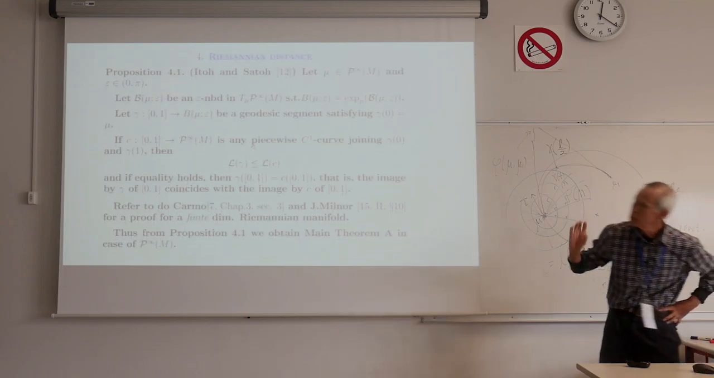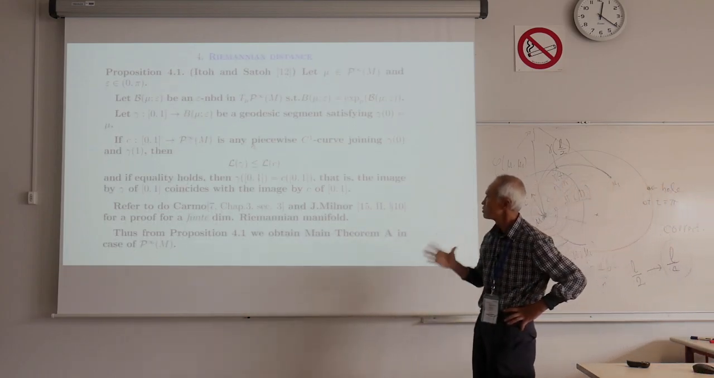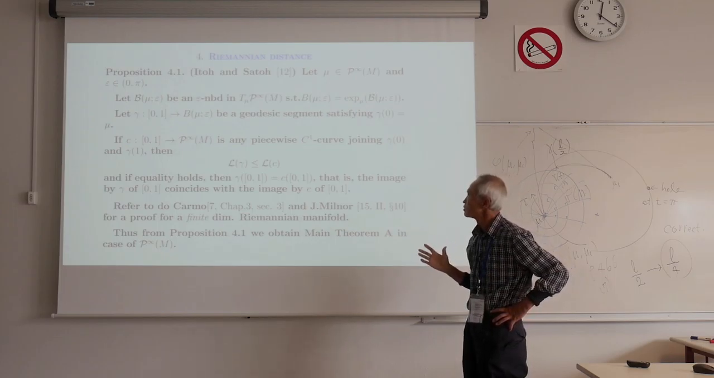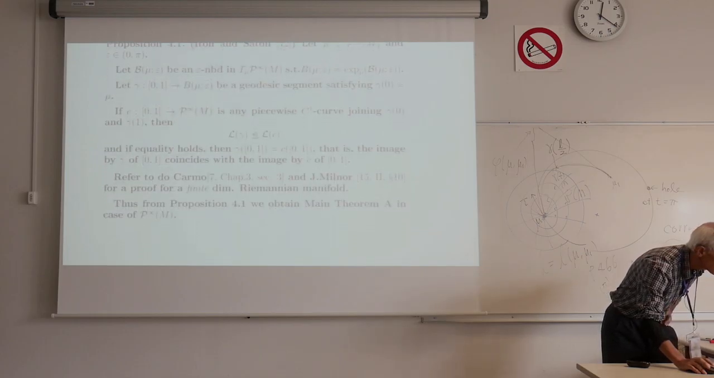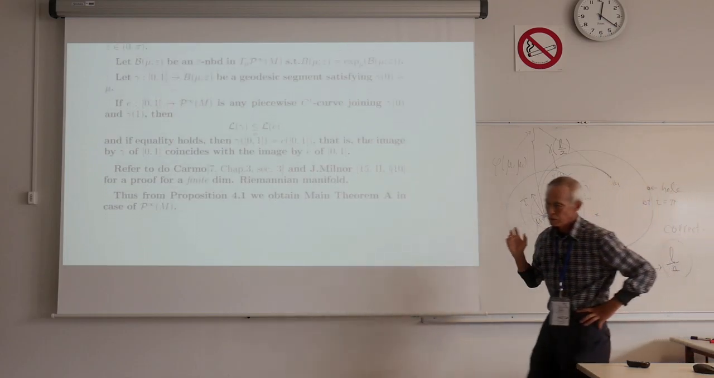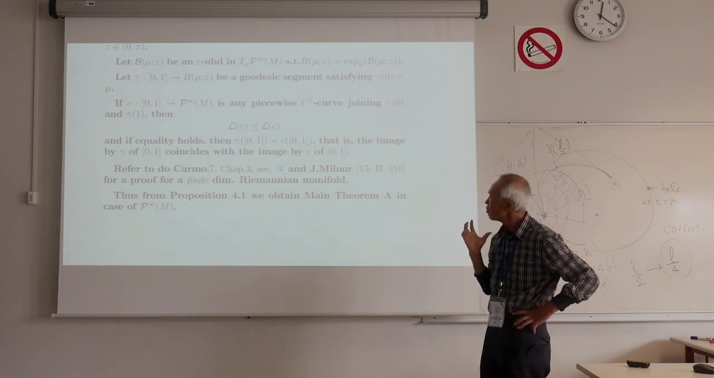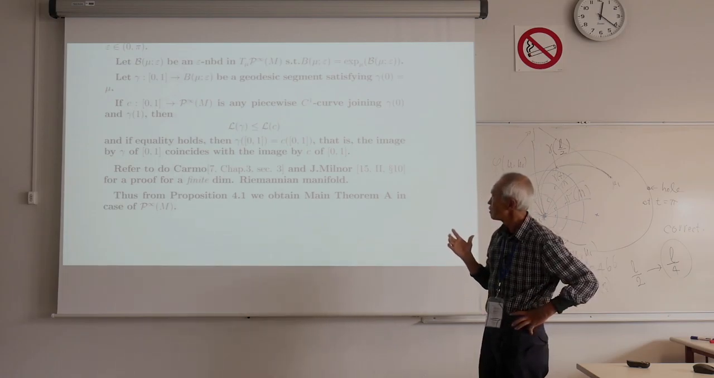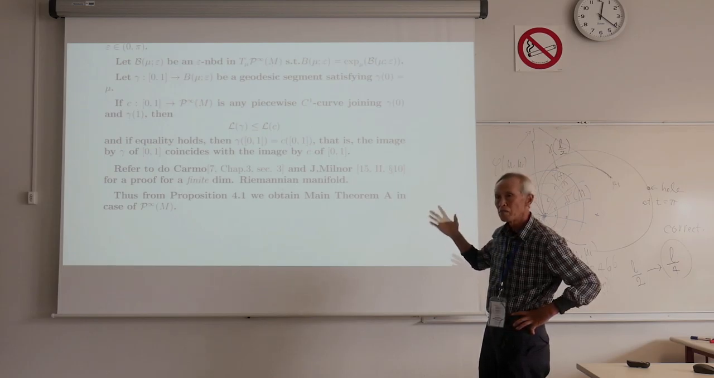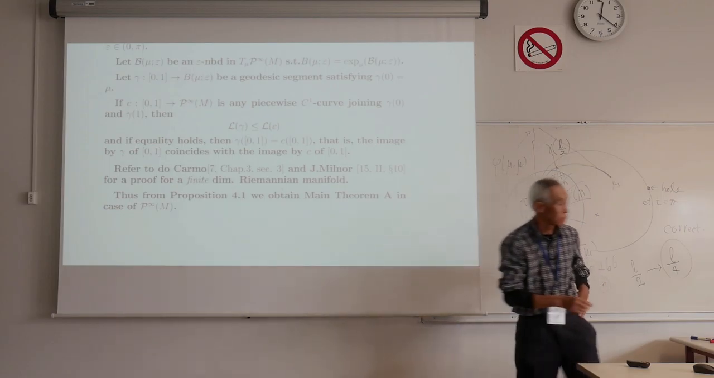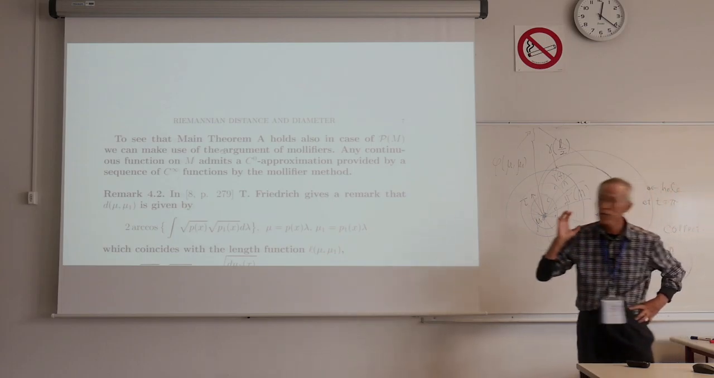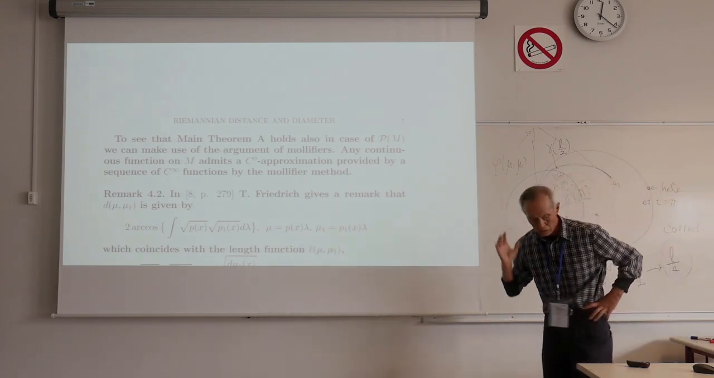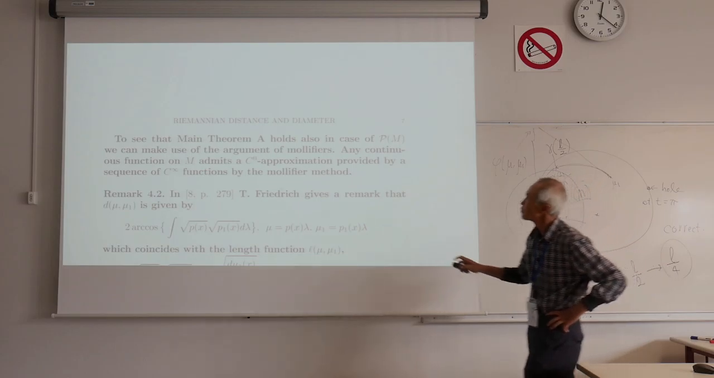exponential map, totally normal neighborhood, and Gauss lemma. We can show that the length function gives a Riemannian distance, and the proof can be found, for example, in the book of John Milnor, okay?